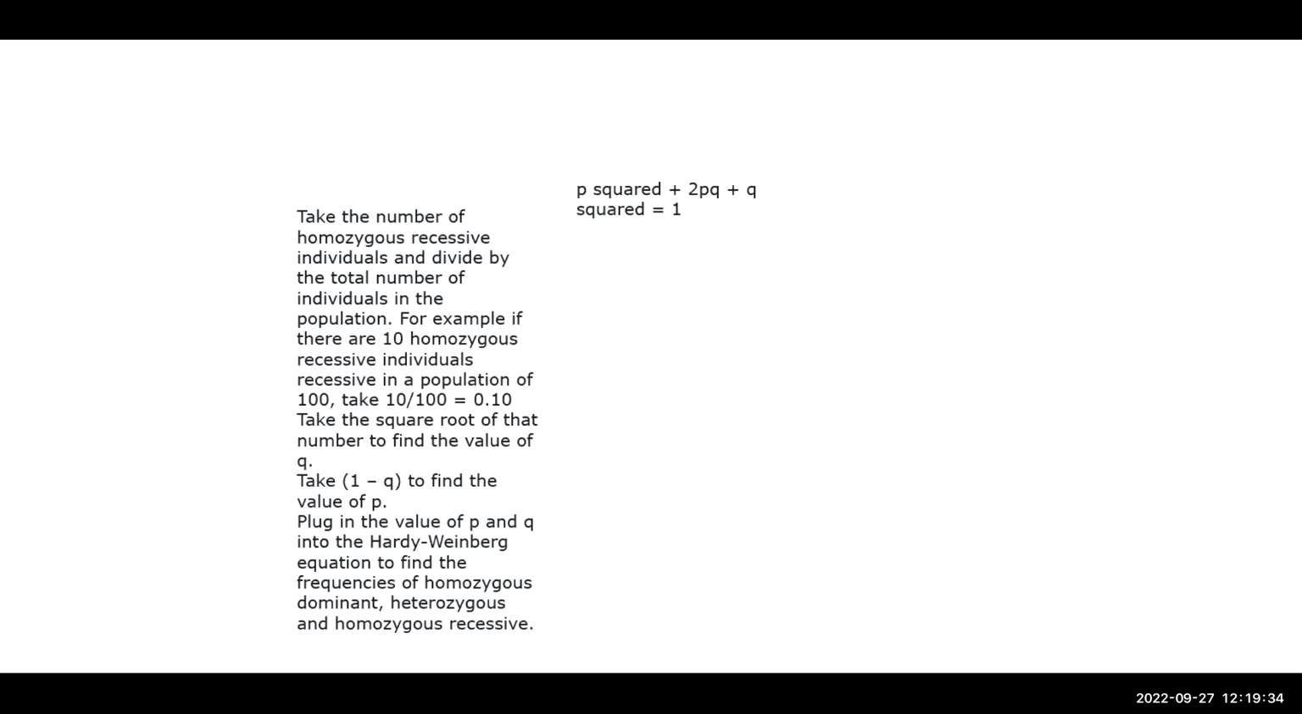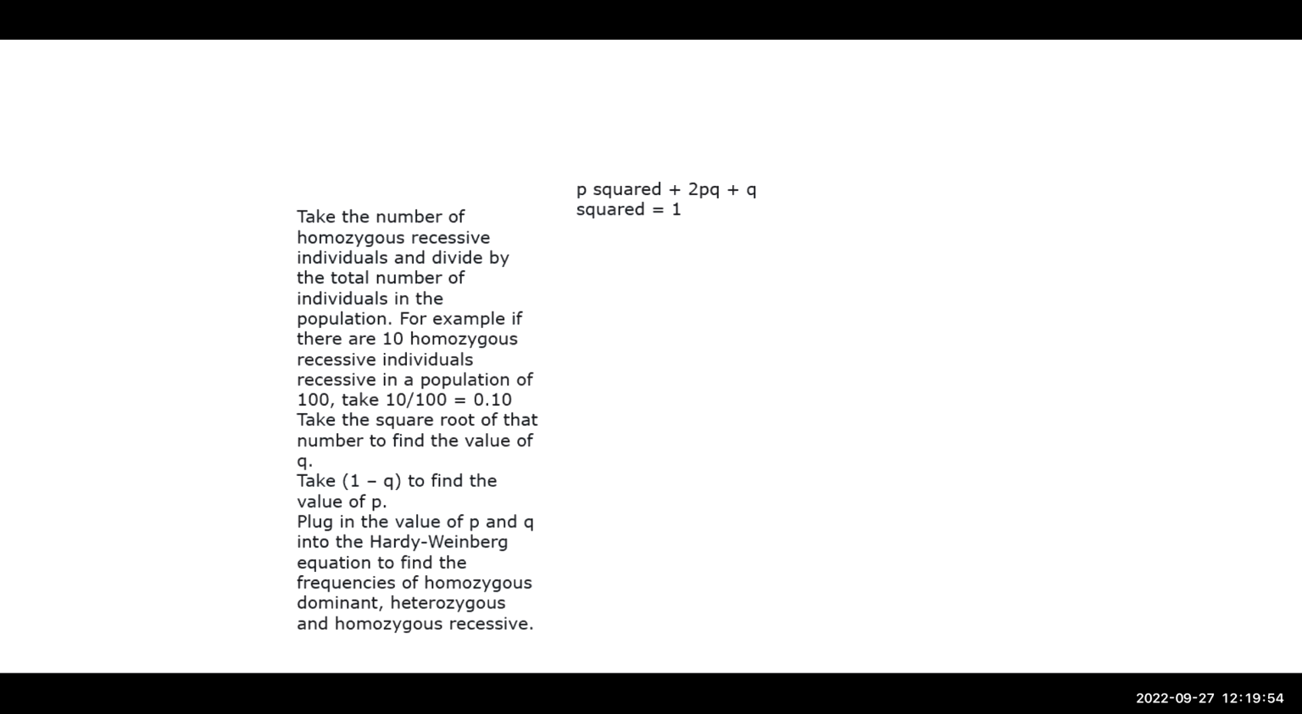And this one says the ability to taste the chemical PTC is controlled by a dominant allele, uppercase T. In a population of 5,000 individuals, it was determined that 750 of the individuals were unable to taste PTC. Determine the frequency of the dominant and recessive alleles.